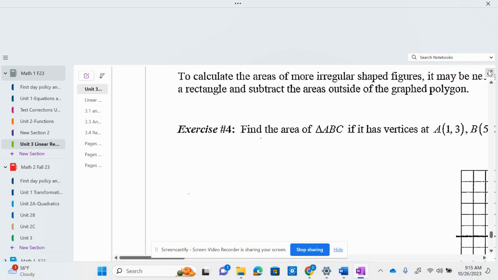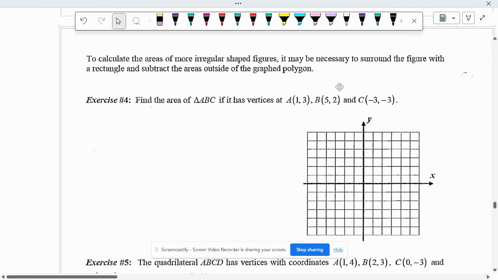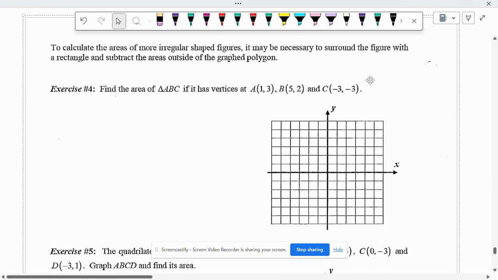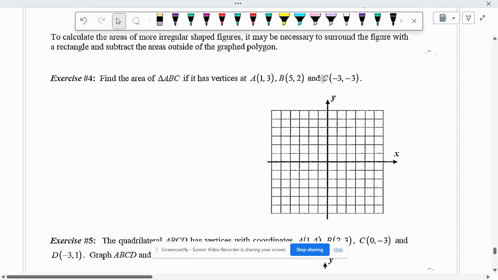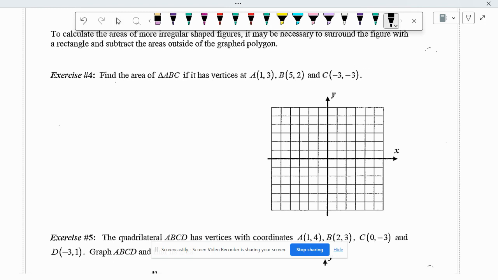So we're going to calculate the area of another irregular shape. And sometimes it may be necessary to surround your figure with a rectangle and subtract the area from the outside of the graphed polygon. So let's find the area of triangle ABC. So let's plot our points first. So (1, 3) is A, (5, 2) is B, and (-3, 3) is C.